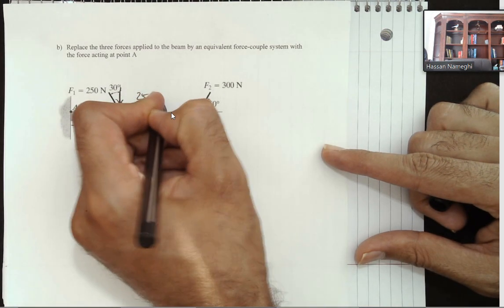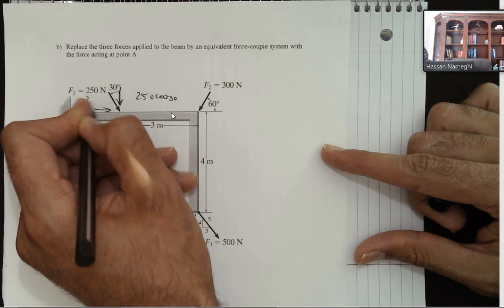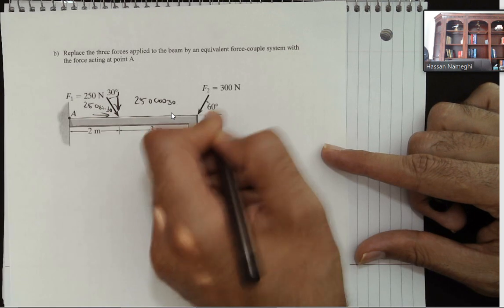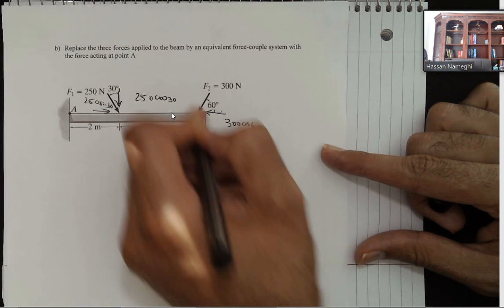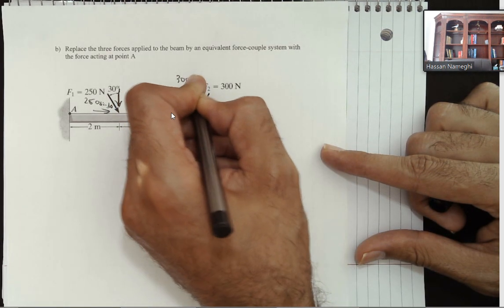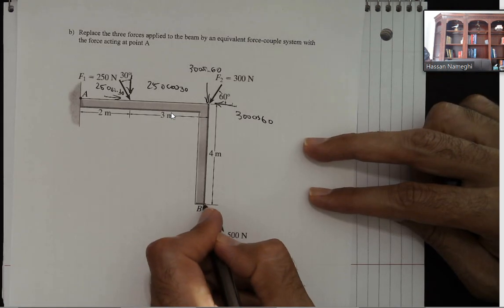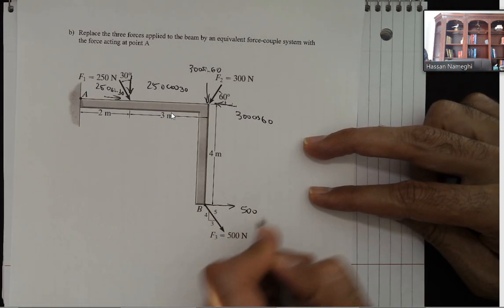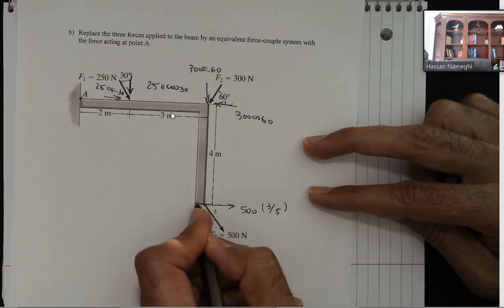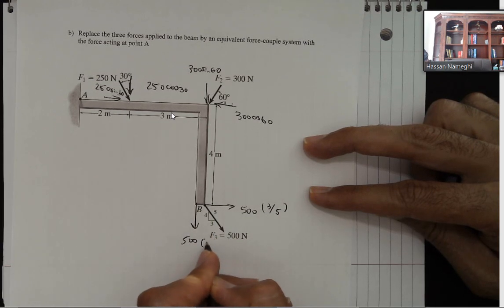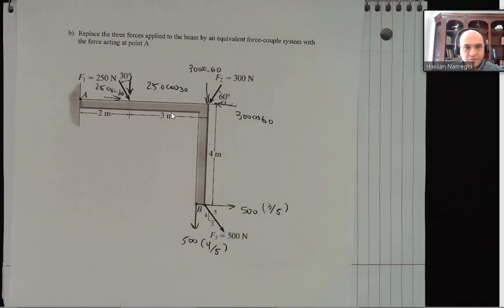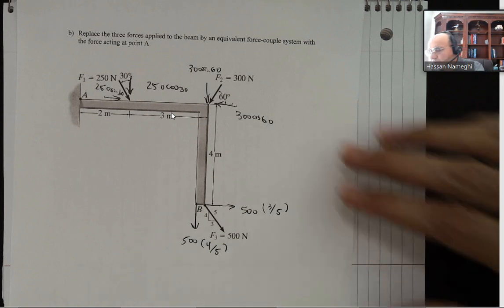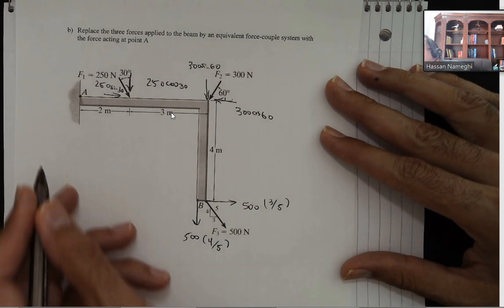So this will be 250 cosine 30, and this will be 250 sine 30. I'm going to break down the other force. This will be 300 cosine 60, and 300 sine 60. I would do the same thing down here: 500 times 3 over 5, and 500 times 4 over 5. So I break the three forces into six components, right? All the components are either in X or in Y, so I can go to the next step. Step one is done.